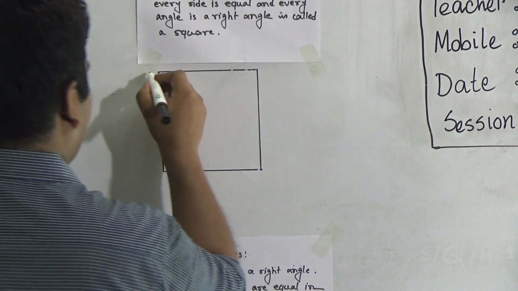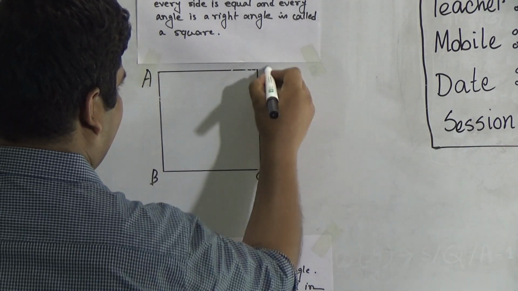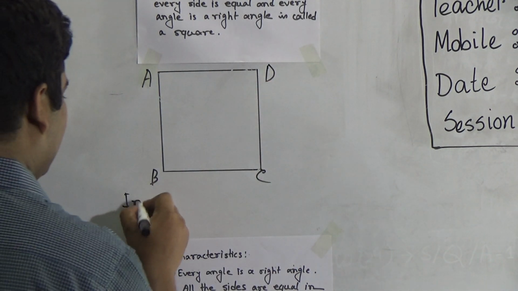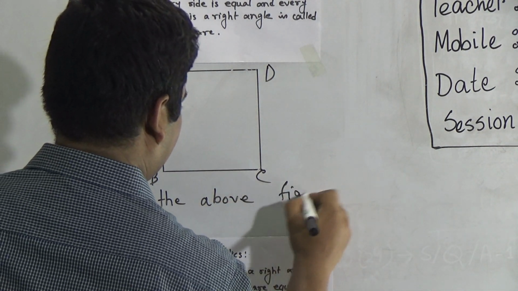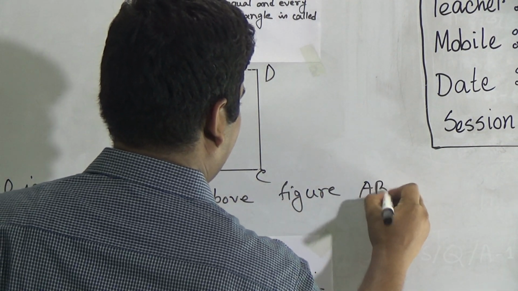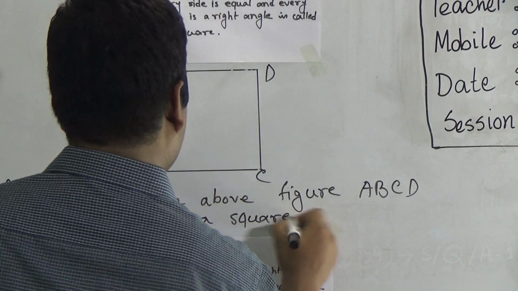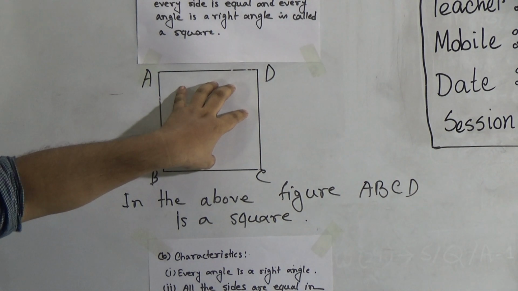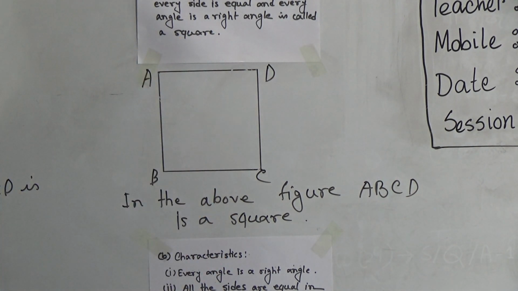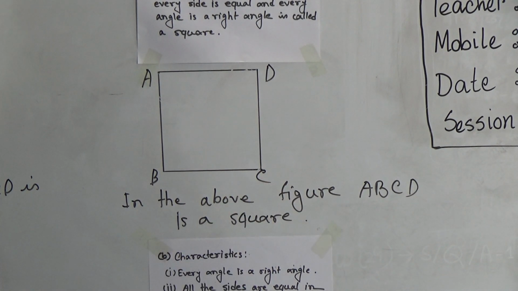Now we give a name to this square, A, B, C, D, and here we write in the above figure: A, B, C, D is a square. So my dear student, please notice this is the procedure to draw a square, and you must write this in the above figure. A, B, C, D is a square.